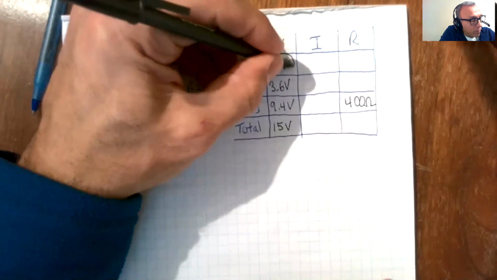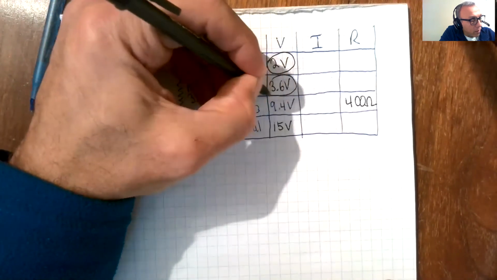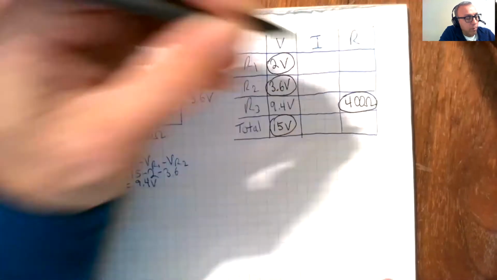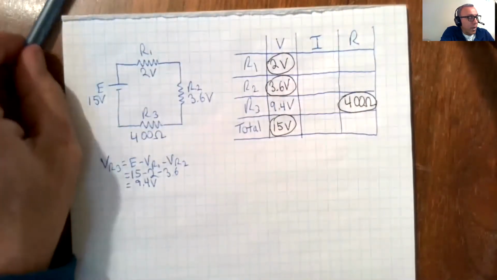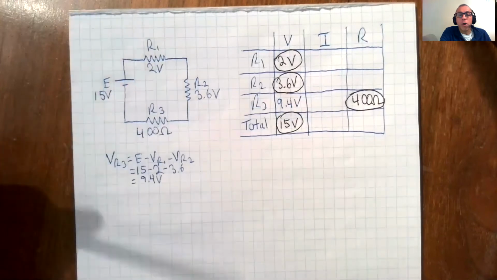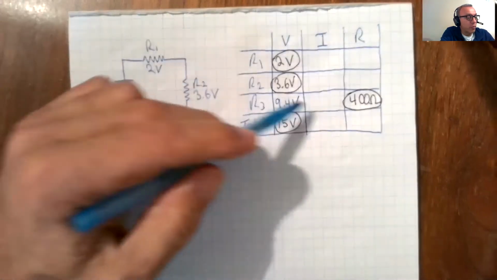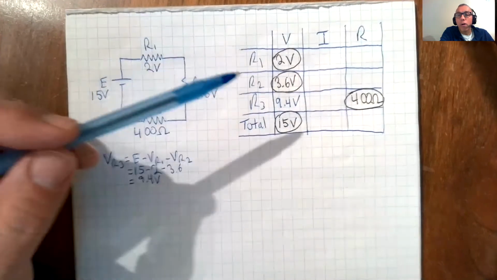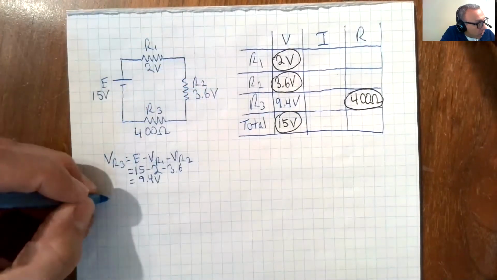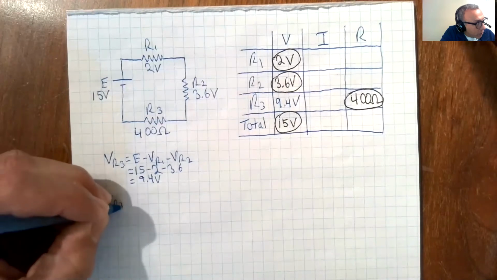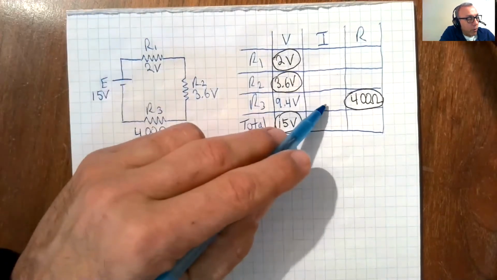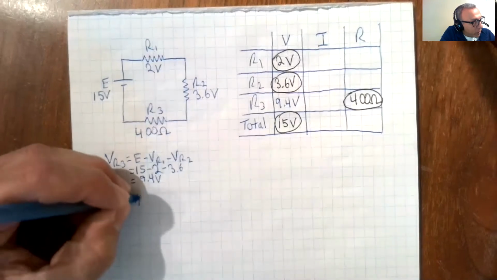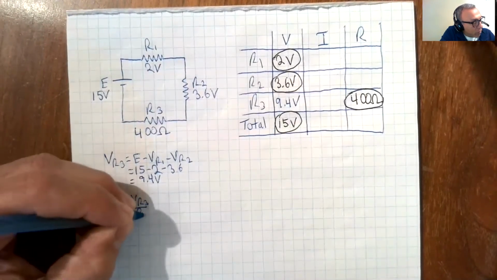So these are the values I gave you. I gave you this. I gave you that. All right, so now we have a row that has two values in it, R3. So we know VR3 and we know R3. So using Ohm's law, we can find IR3. We can find the current in that resistor by doing IR3 is equal to VR3 over R3.